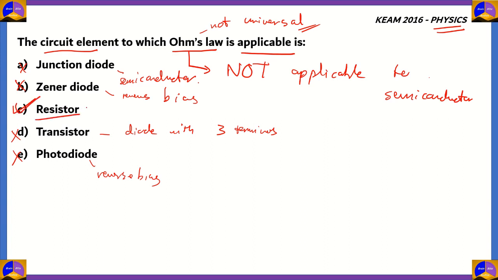So a resistor is not made out of semiconductor material. It is not a diode. So therefore, Ohm's law is applicable to a resistor since it's not a semiconductor. So therefore, option C, resistor, is the correct answer.